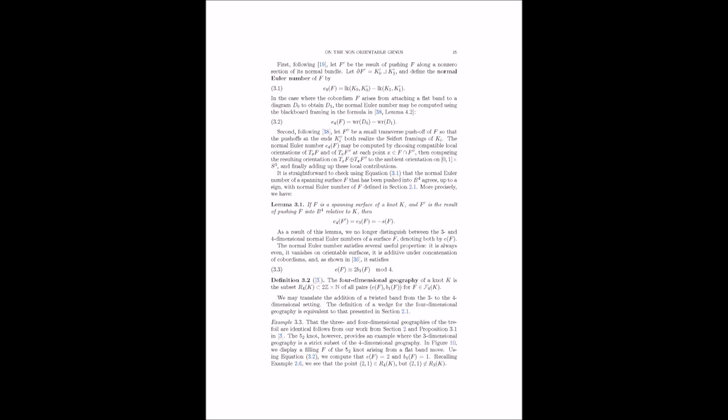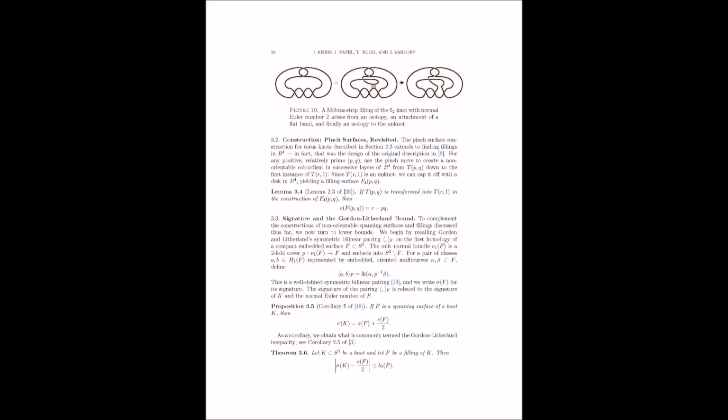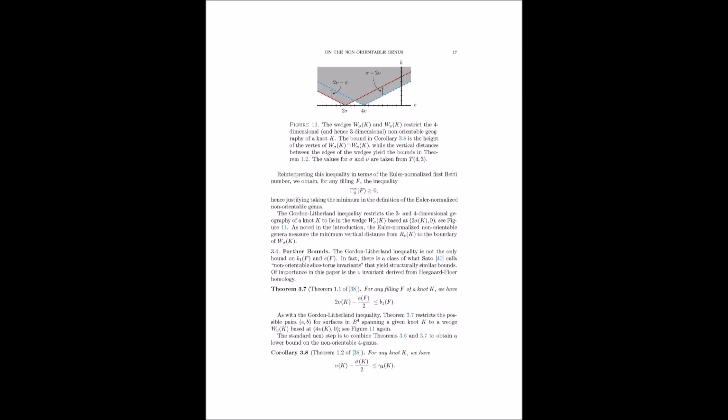Then they say something really insightful. The Euler-normalized genus is the minimum vertical distance from the geography to the boundary of this wedge. That is a beautiful geometric interpretation. It's perfect. The ordinary genus is just asking how low can you go on the b-axis, just the absolute minimum value of b. But this new Euler-normalized genus is asking how close can you get to the theoretical limit? How close can you get to the edge of that wedge?